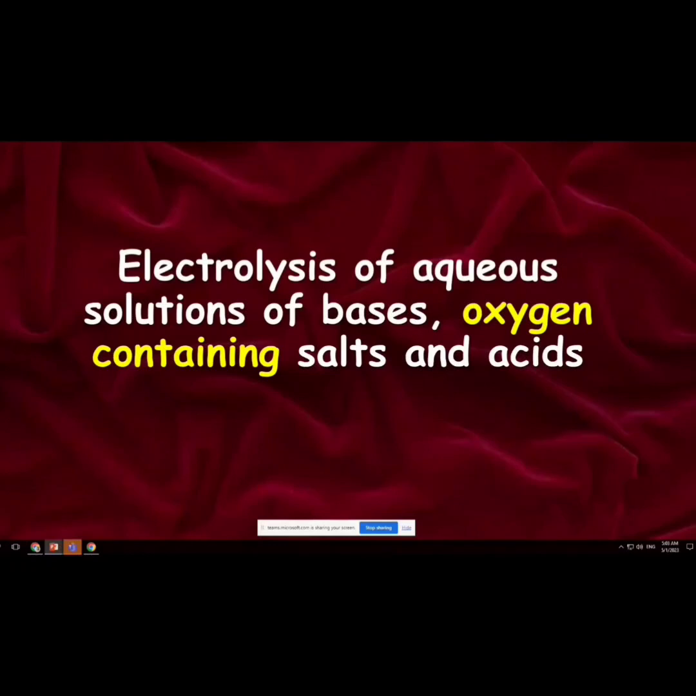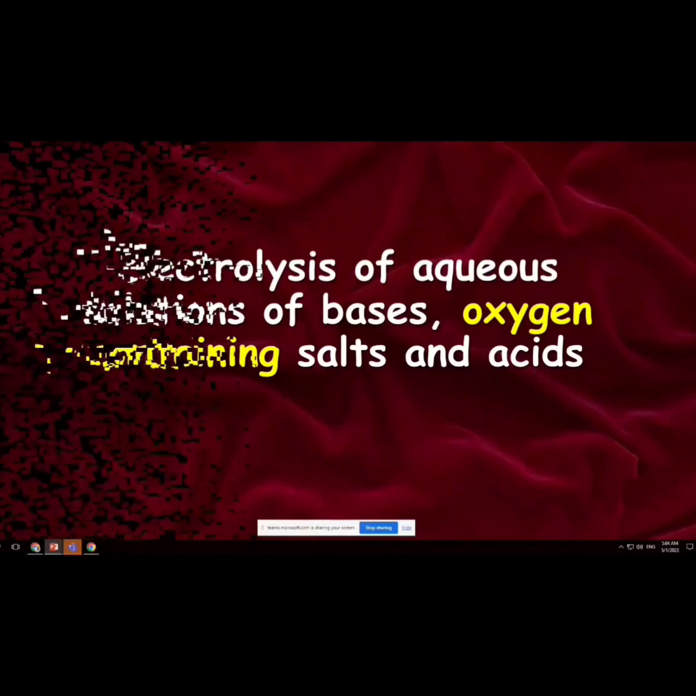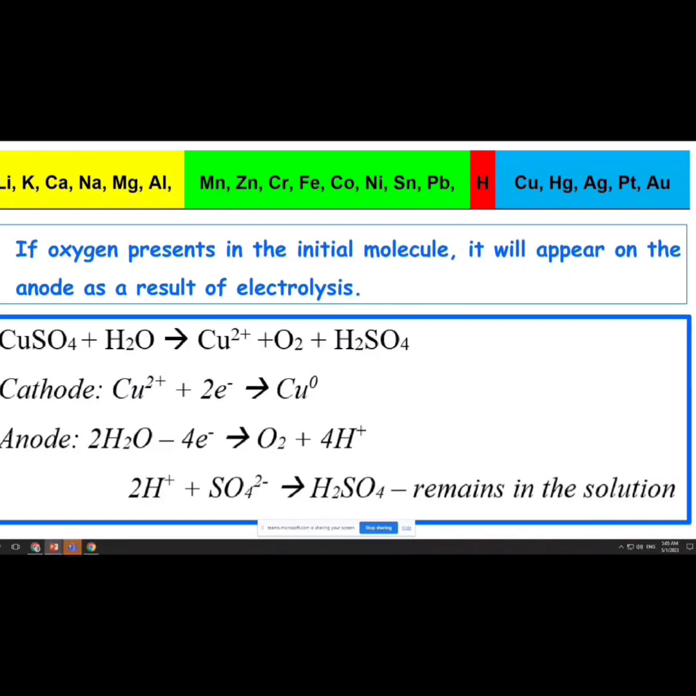Electrolysis of aqueous solutions of bases, oxygen-containing salts, and acids. In our case, now we will talk about substances which contain oxygen. You can see what happens if we have oxygen. So here I take copper sulfate. You see it contains oxygen. Why did I take copper? Because copper is a passive metal. On the cathode we will not have too long a process, in order to focus on the anode.